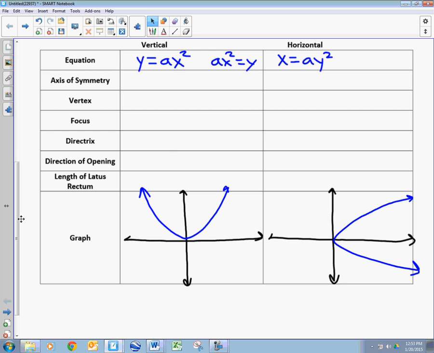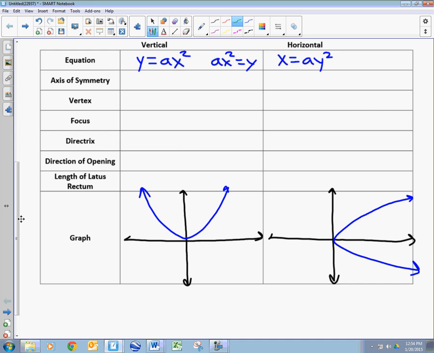Is the first parabola a function? Yes. Is the second parabola a function? No, it does not pass the vertical line test. It's not a function. But we can still figure out how to graph them.